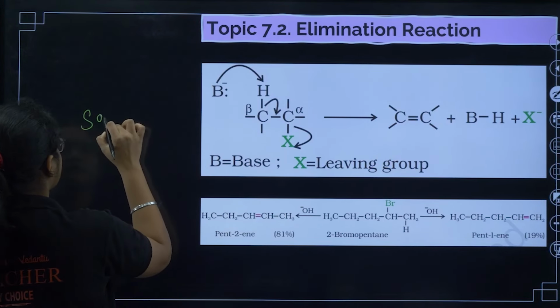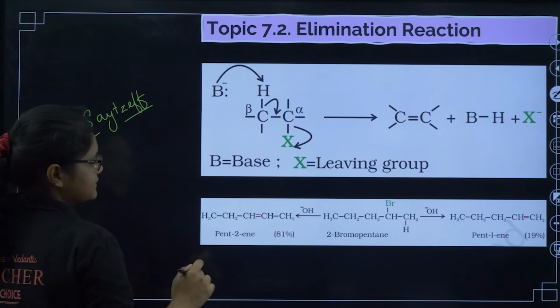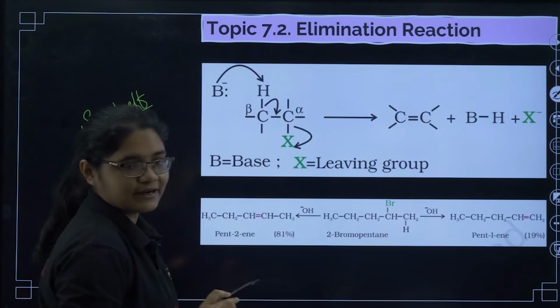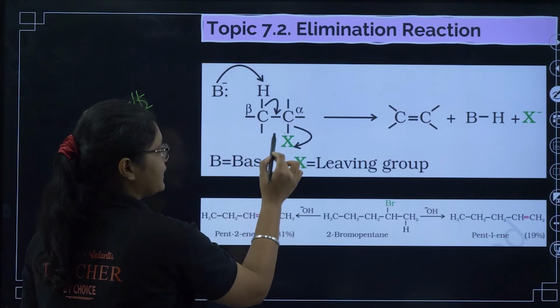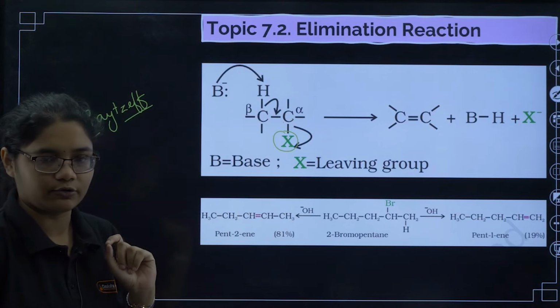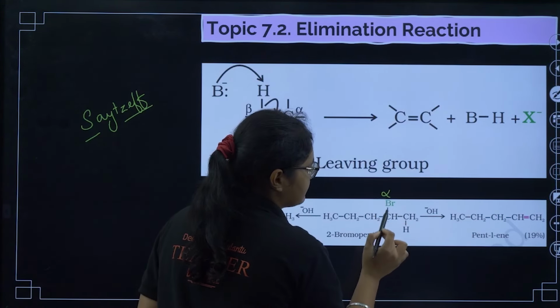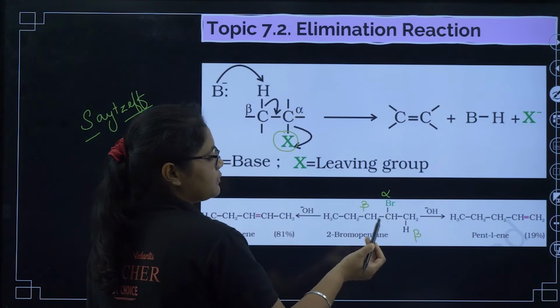And there is a rule that we follow in elimination reaction, that is Saytzeff rule. So you can see here, suppose I have bromine at this position, I have hydrogens on both the sides of X. If the carbon containing the X group is the alpha carbon, the next carbon which contains the hydrogen is the beta hydrogen. So if I have this alpha carbon here, this is a beta hydrogen and this is also a beta hydrogen. So what will happen?